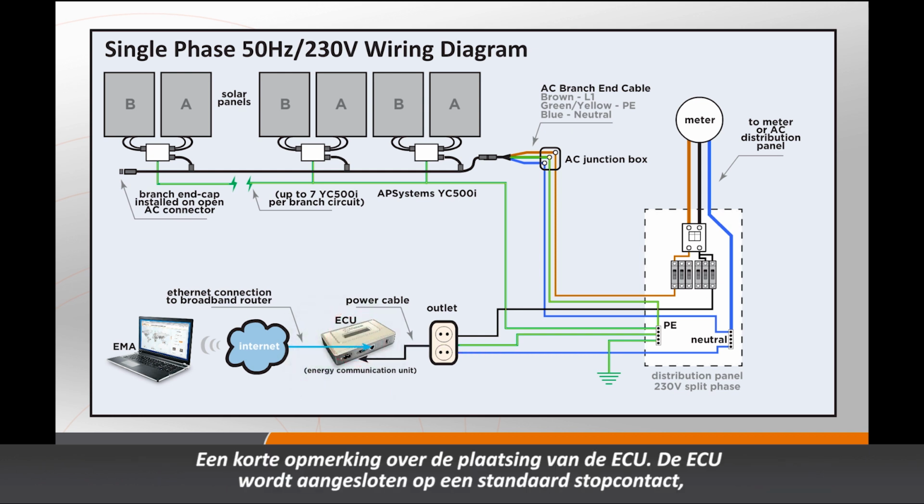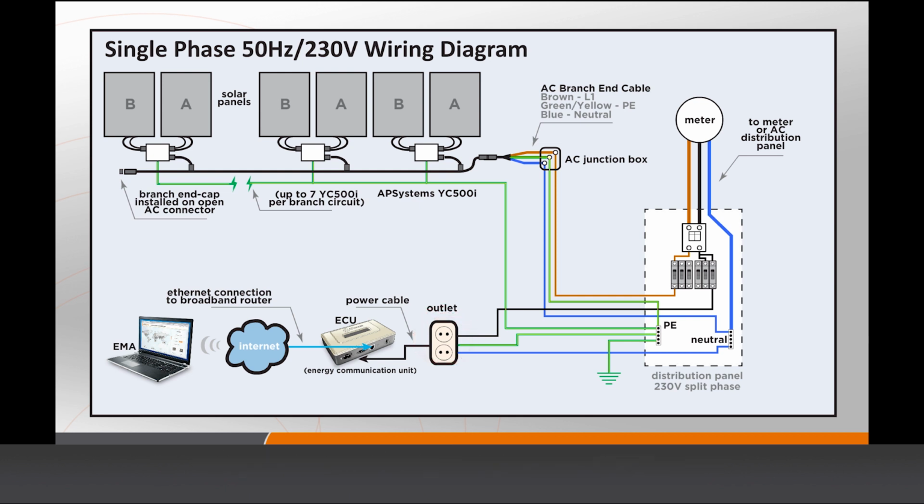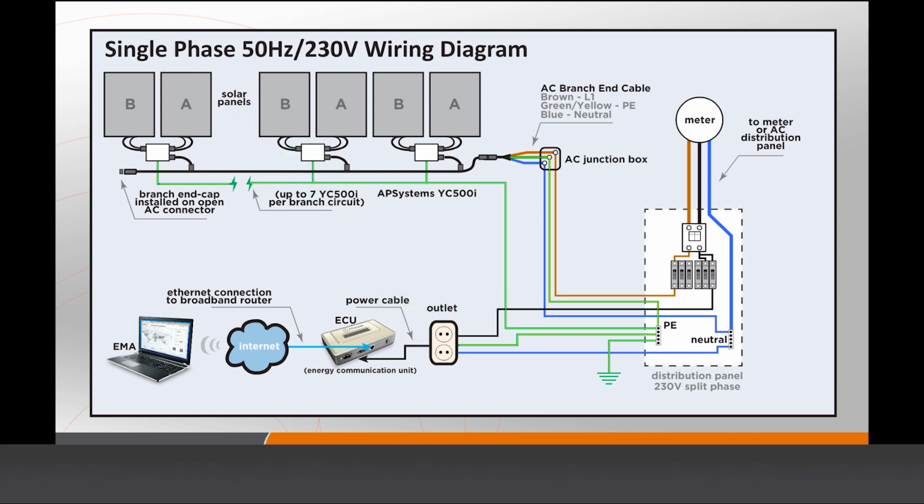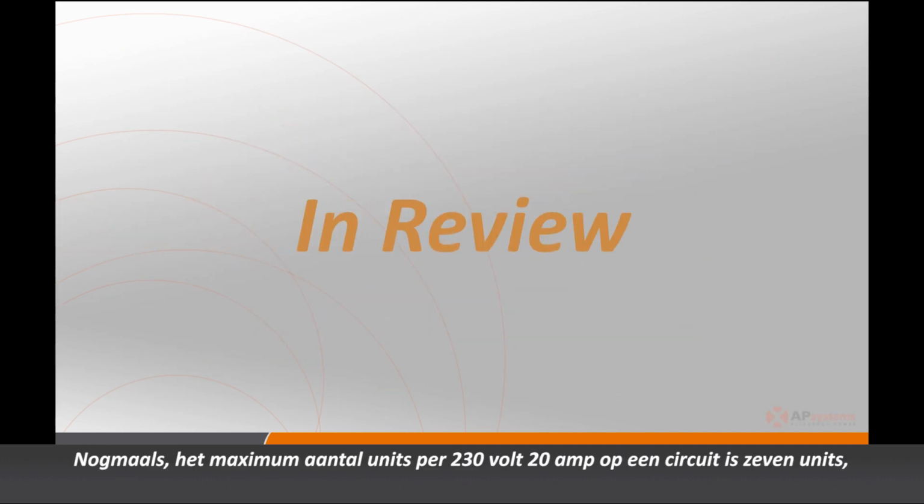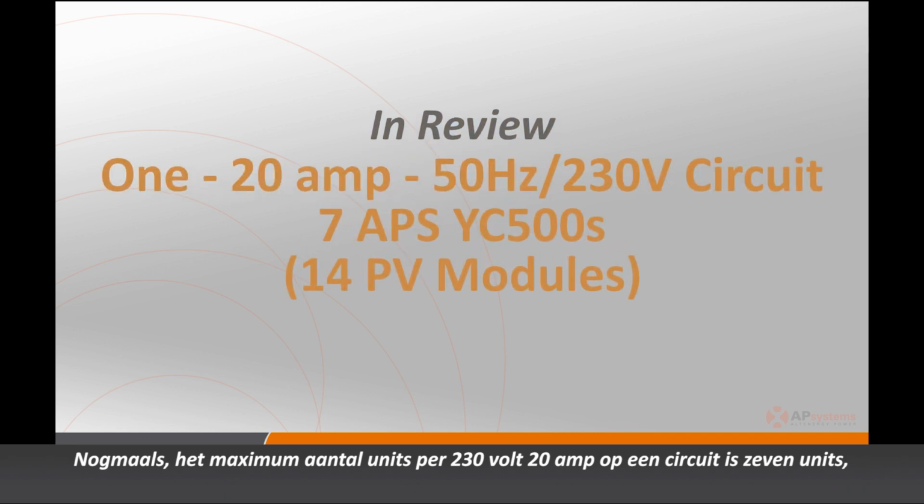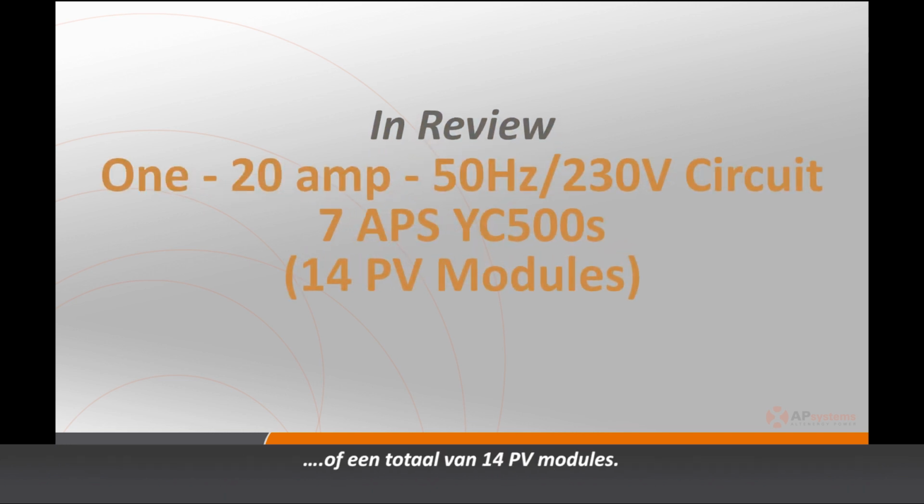A quick word on ECU placement. The ECU is plugged into a standard outlet, and you want to get it installed as close electrically as possible to the array to eliminate as many communication problems as possible. Again, as review, the maximum number of units per 230 volt, 20 amp circuit is 7, or a total of 14 PV modules.